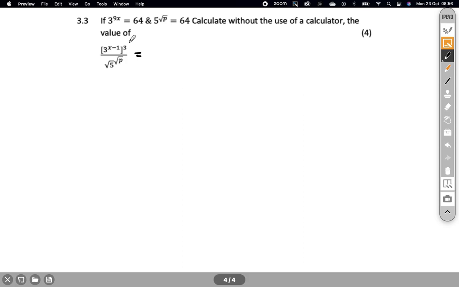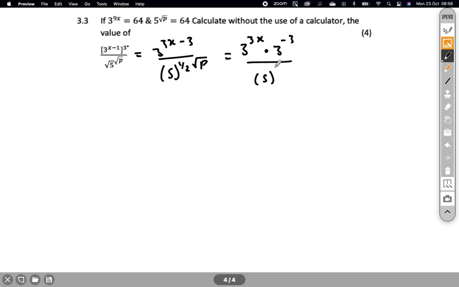Okay, if we take this 3 inside, it's going to be 3 to the power 3x minus 3. And then this we can rewrite as 5 to the power 1 over 2 multiplied by square root of p. So this is just going to be 3 to the power 3x multiplied by 3 to the negative 3 divided by 5 to the power square root of p divided by 2.